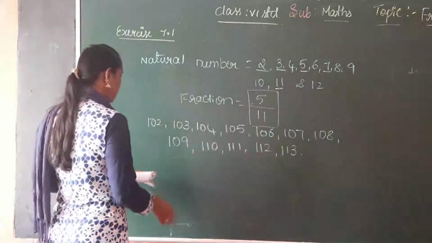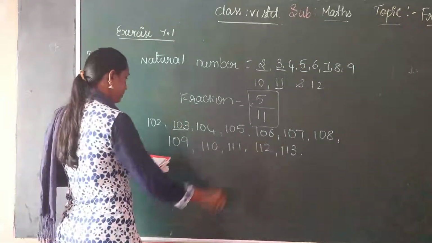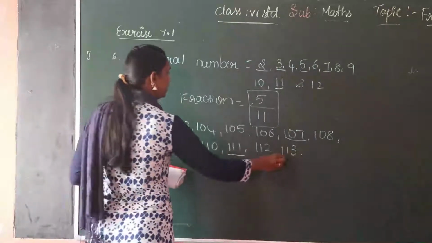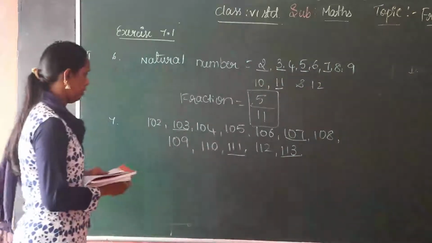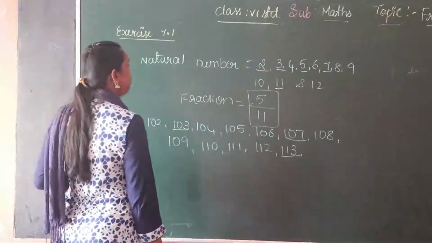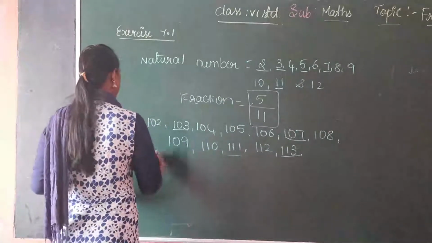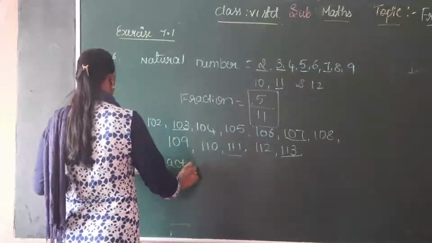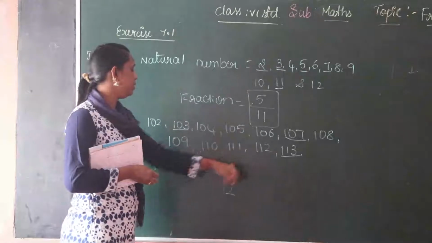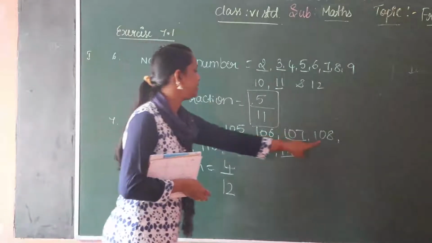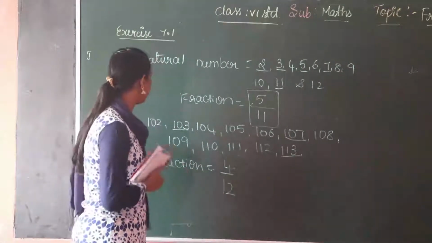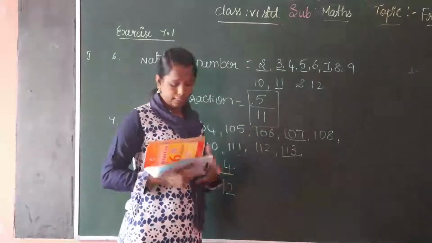So here we have to write the prime numbers. First one is 103, 107 and then 113. These are the prime numbers; 111 is not prime. So the fraction is 4 by 12. 4 are prime numbers, and the natural numbers listed from 102 are 12 in total.